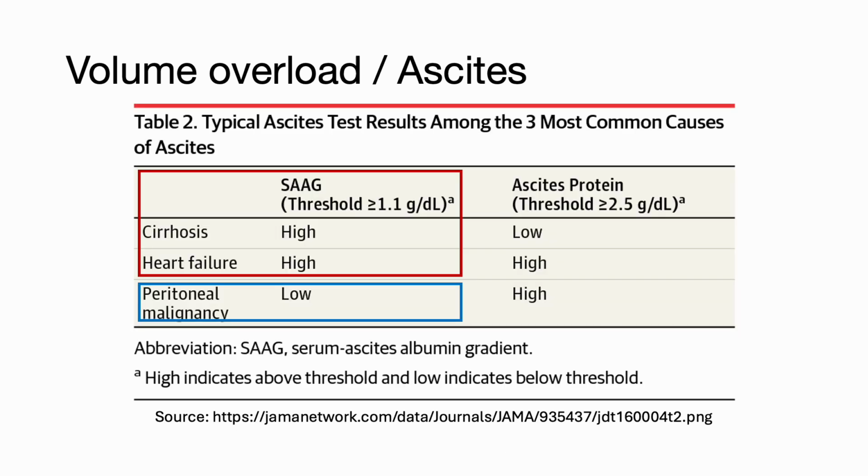A high gradient of more than 1.1 grams per deciliter indicates portal hypertension. A low gradient, with a SAG of less than 1.1 grams per deciliter, indicates non-portal hypertension and suggests a peritoneal cause of ascites. Total protein levels in ascitic fluid also help determine the cause of the ascites. A total fluid protein of more than 2.5 grams per deciliter suggests a cardiac etiology like heart failure.